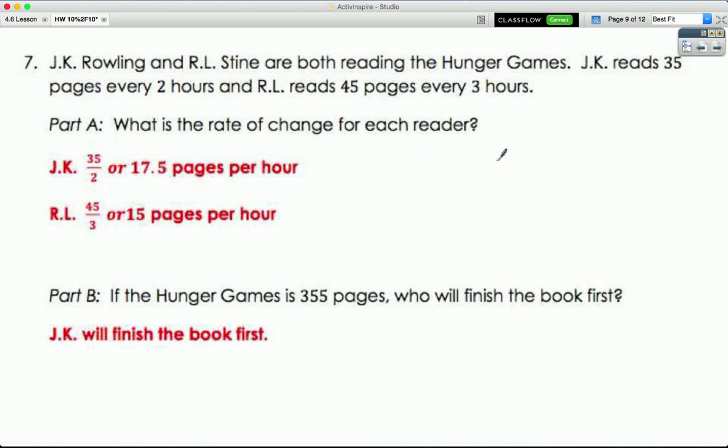So 35 per 2 is 17.5 pages per hour for J.K. 45 over 3 is 15 pages per hour for R.L. Stine. Part B, if The Hunger Games is 355 pages, who will finish the book first? So whoever has the higher rate of change. J.K. has the higher rate of change, so she's going to finish the book first.